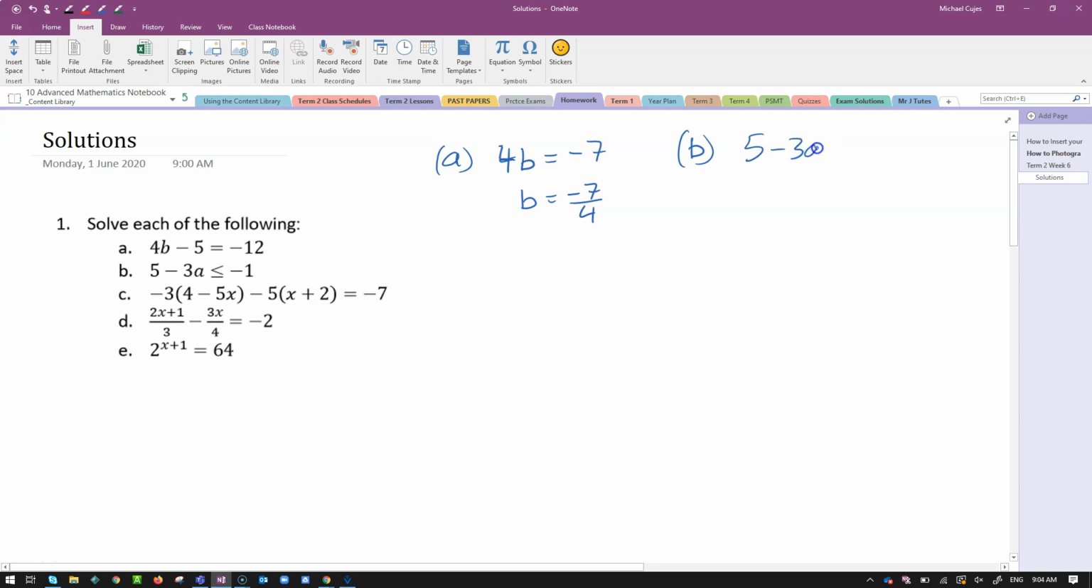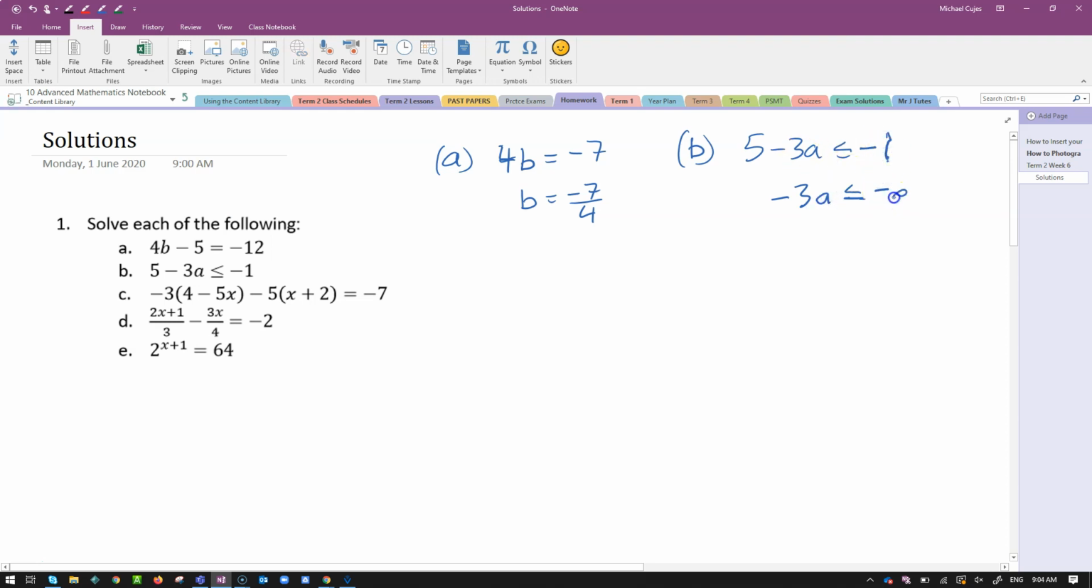5 minus 3a less than or equal to negative 1. Shouldn't hear lots of voices, just mine. Subtracting 5 from each side, I'm going to get negative 3a is less than or equal to negative 1. My OneNote is playing up, so you should enjoy this, watching me get frustrated. It's kind of entertaining.